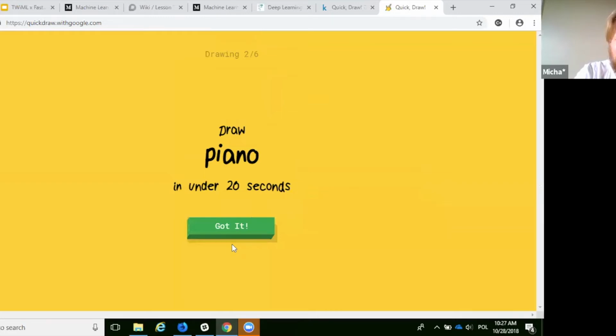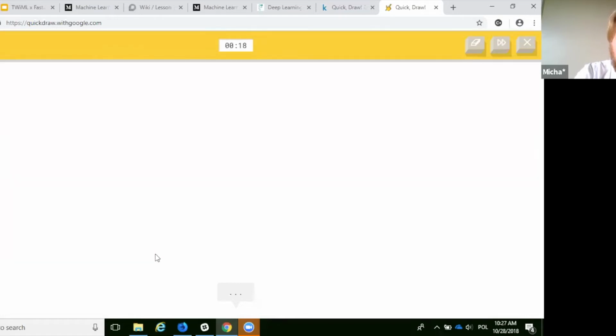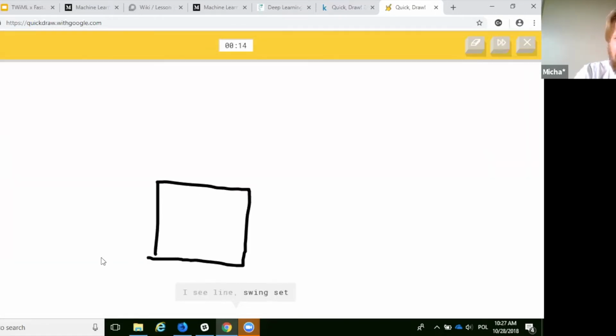So I think in the competition, we get all those pictures that people draw. Yes. So it's like 50 million pictures. So there's a lot of noise, because now I have to draw a piano and I can draw, I don't know, just a square. Yeah, it says it's a square. And then I don't know if that square now ends up in that data set as piano. It could be.